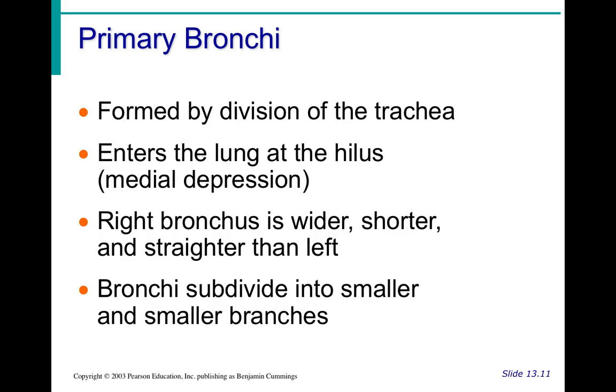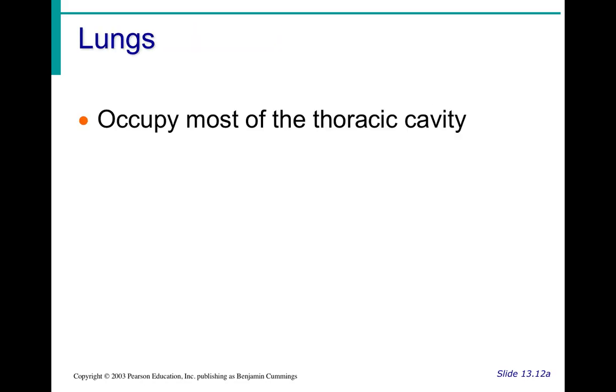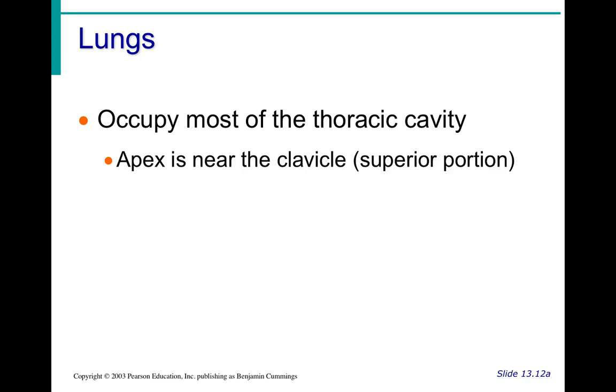The bronchi are subdivided into smaller branches. Those branches are going to be called your bronchioles. So your lungs, they occupy most of your thoracic cavity. Kind of like the heart, it has an apex at the bottom.